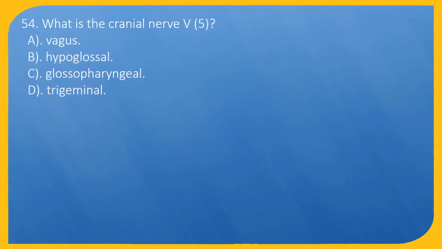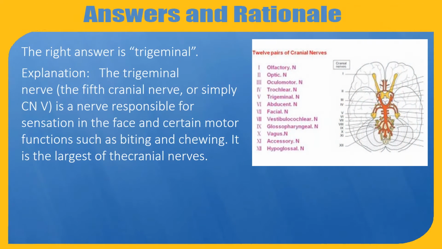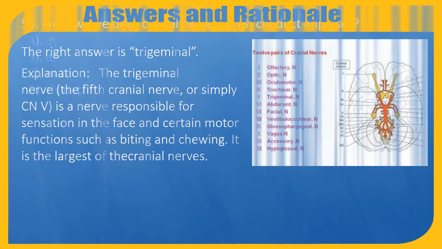Question 54. What is cranial nerve V? A. Vagus. B. Hypoglossal. C. Glossopharyngeal. D. Trigeminal. The right answer is trigeminal. Explanation: the trigeminal nerve, the 5th cranial nerve, or simply CN V, is a nerve responsible for sensation in the face and certain motor functions such as biting and chewing. It is the largest of the cranial nerves.